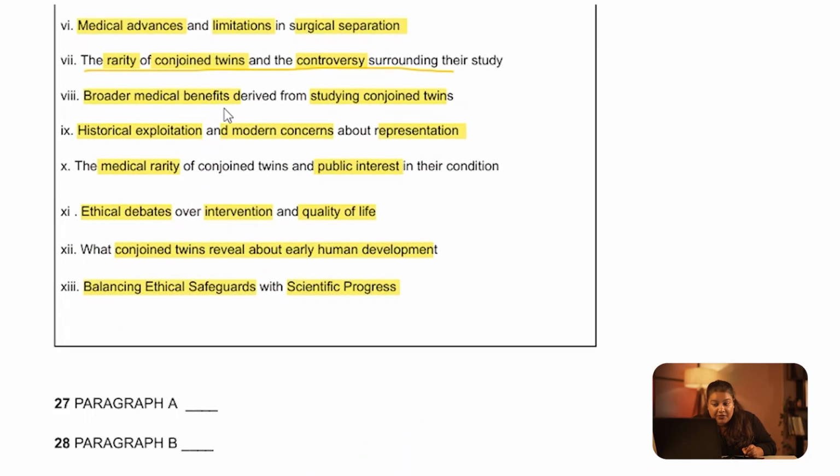Broader medical benefits. We do not have anything talking about benefits. Historical exploitation, no. Medical rarity or public interest, not really. Ethical debates over intervention, quality of life. It does talk about the debate or controversial, but nothing related to intervention and quality of life. Early human development, we don't have the word there. And scientific progress, ethical safeguard, not really. So we will stick to option number 7 as the answer. So paragraph A, my answer is option 7.